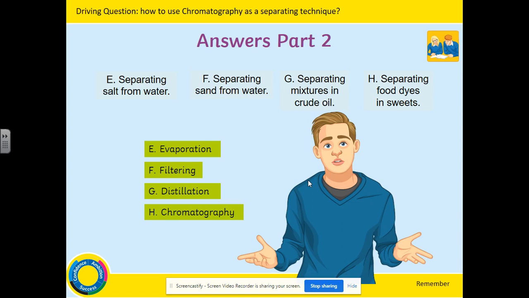Separating mixtures in crude oil, distillation. Crude oil contains different substances which have different melting points or boiling points. So the mixtures in crude oil will separate accordingly. And the final one, H, separating food dyes in sweets. Of course, we would use chromatography. I hope you guys answered those questions correctly. And if you got them wrong, please take a minute, pause the video, go back and make the necessary corrections before moving on.